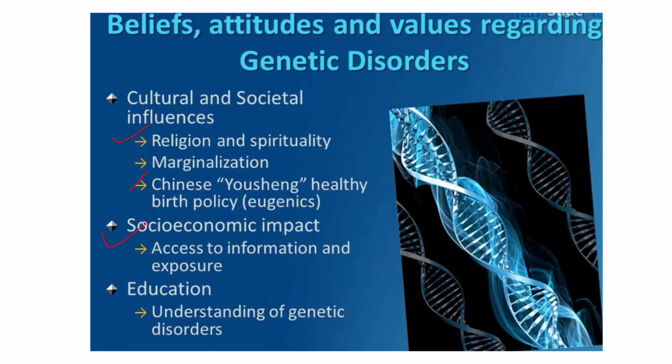Now, the socio-economic impact: access to information and exposure. People should have access to all the information about what genetically modified organisms are present and what genes are transferred, so that they can be educated and can understand the need for that gene transfer or the benefits of that genetically modified organism.